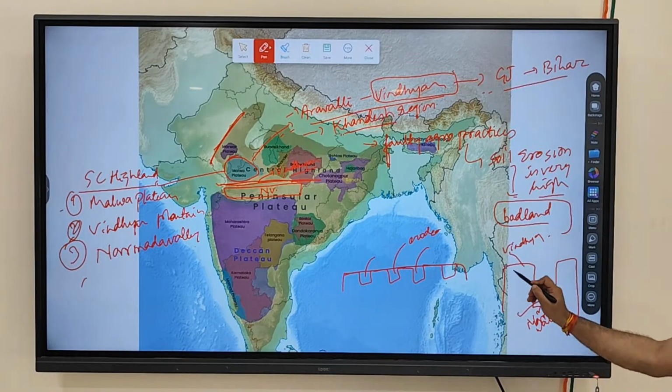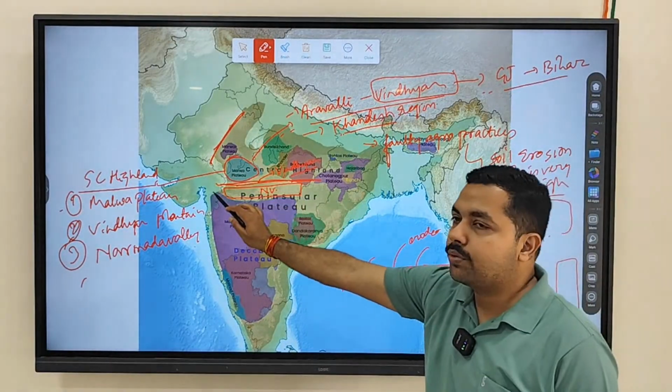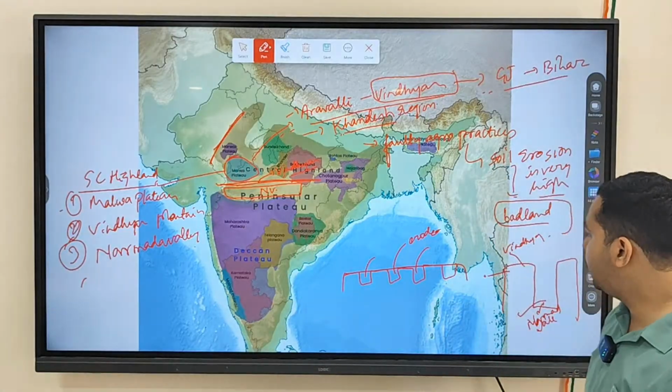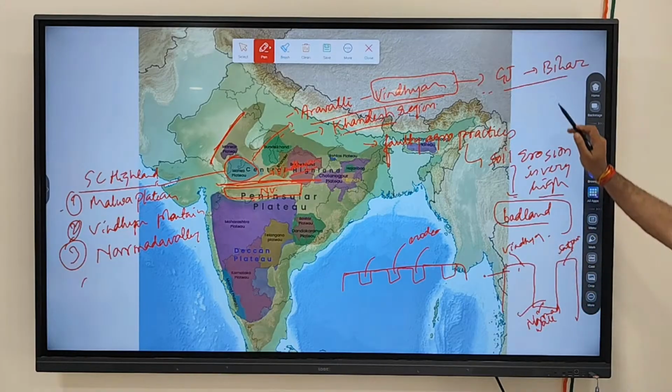Rift Valley. Clear? So the highland part is called a block mountain. The lower part is called what? Rift Valley. So Narmada is flowing in a Rift Valley region. And on this side, which mountain is going to be there? Satpura mountain. So Vindhyan are which type of mountain?